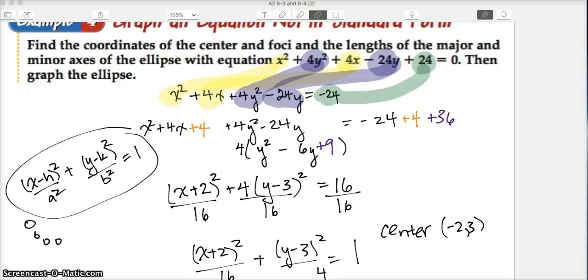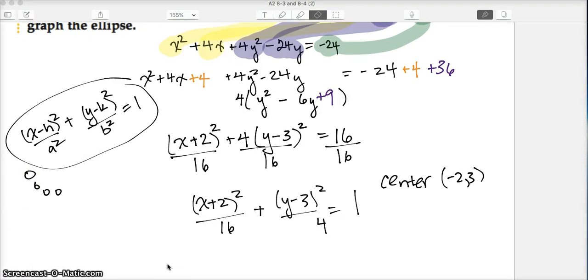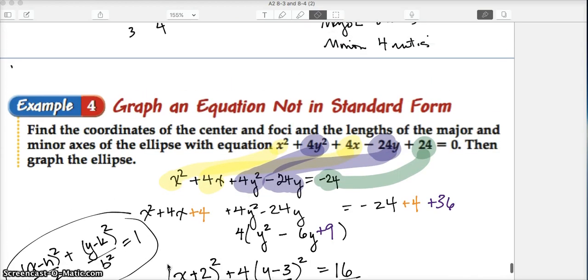Okay, Algebra 2, I feel like Section 8.4 has been a bit of a mini series, so thank you for getting to this third and final part of this problem, but I just thought it was necessary. So here's what we did.